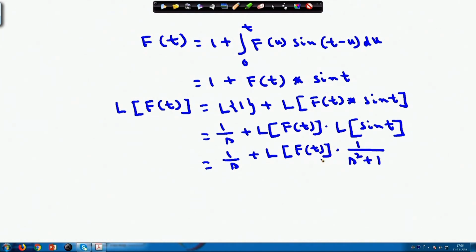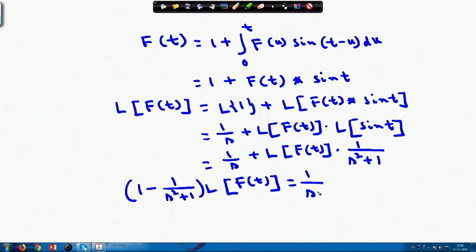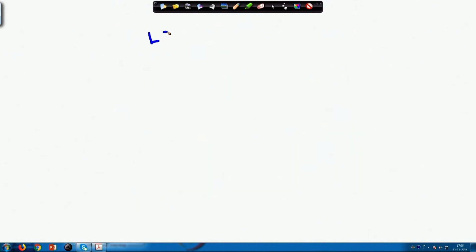So, this Laplace transform of f(t) into 1 by s square plus 1, I can take it to the left hand side of the equation, and I can take the Laplace transform of f(t) as common. Then I will obtain 1 minus 1 by s square plus 1, into the Laplace transform of f(t), equals 1 by s. So, now I can write down the Laplace transform of f(t) in terms of s only. In the next step, the Laplace transform of f(t) equals s square plus 1 by s cube.